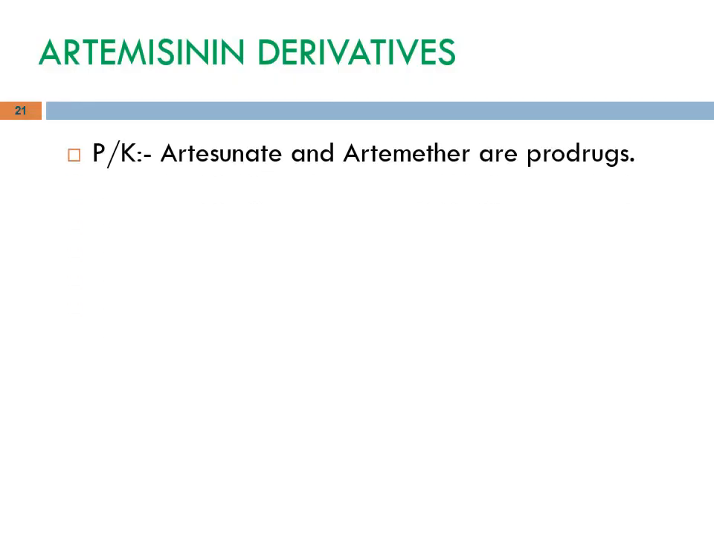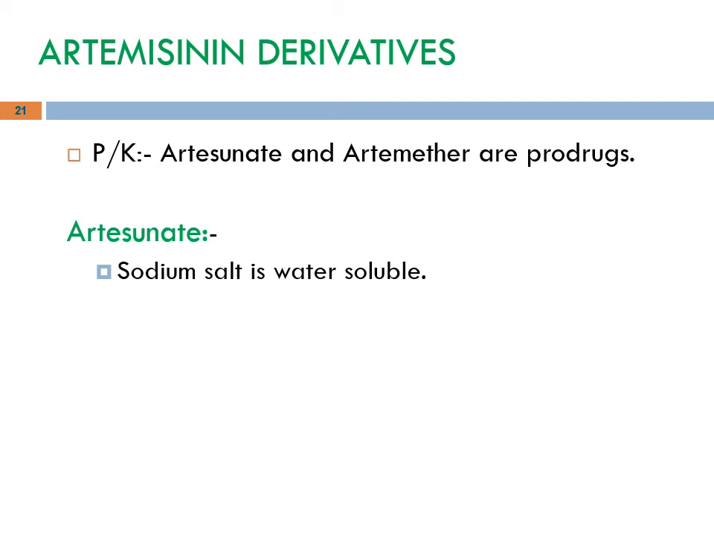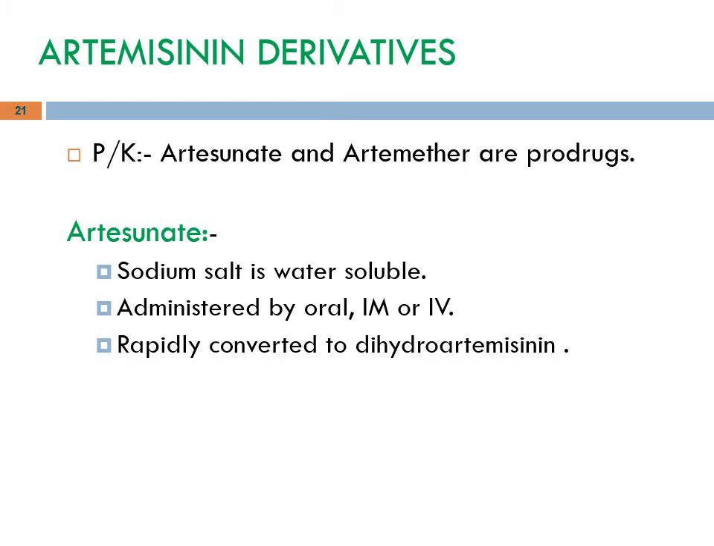Artesunate and artemether are prodrugs and are converted into dihydroartemisinin. Artesunate as such, its sodium salt, is water soluble. It is administered by oral, intramuscular and intravenous route. It is a prodrug, so it is converted into dihydroartemisinin, which is an active metabolite.